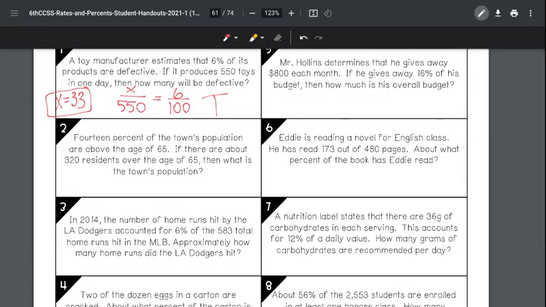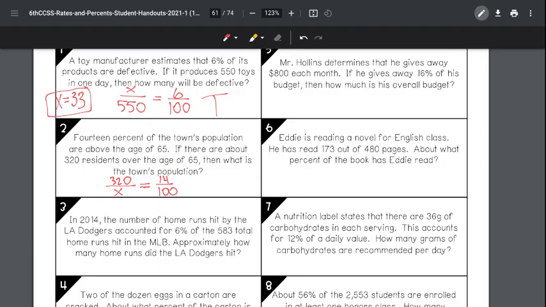Number 2, 14% of the town's population are above the age 65. If there are about 320 residents over the age of 65, then what is the town's population? So people over 65 was 320. We're looking for the whole town. And we know those 320 people that are over the age of 65 make up 14% of the population. Cross multiply and divide. 320 times 100, divide that by 14.